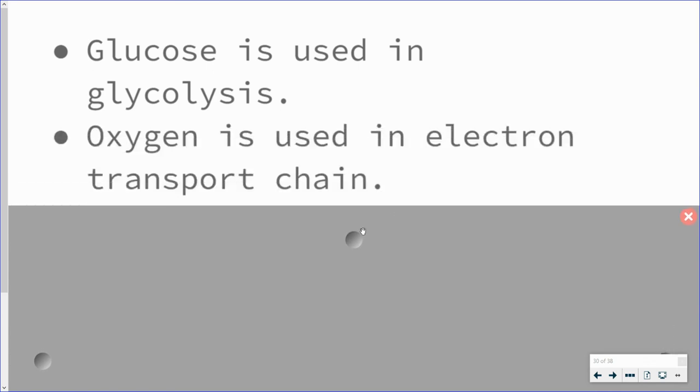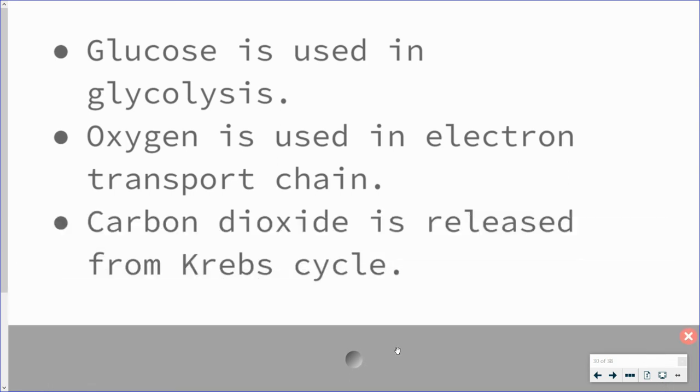As is oxygen. Oxygen is used in the electron transport chain. It's not produced anywhere else in the process. It too has to come from the outside and is one of our reactants in our overall equation. Carbon dioxide is one of the products that doesn't get used up or turned into ATP. It is truly a waste product, and it comes from the Krebs cycle.